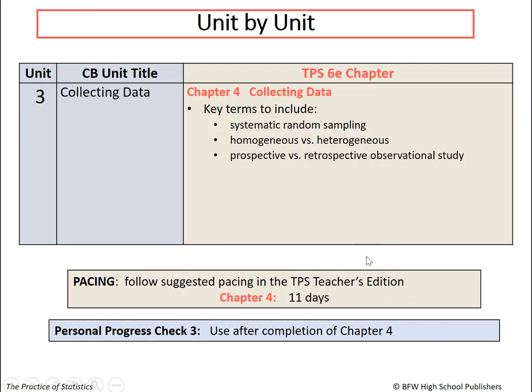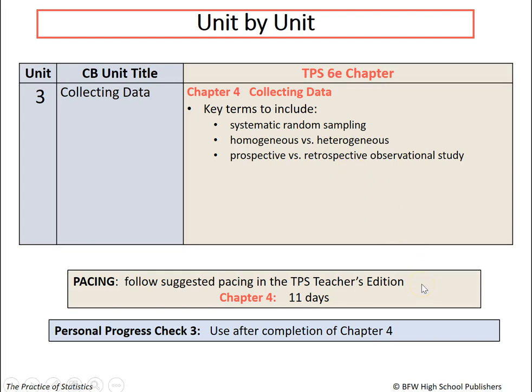Unit 3 on collecting data matches very nicely with Chapter 4 in TPS 6. Be sure to mention systematic random sampling, where you have a random starting point within a group, and then you continue at every so many after that. Homogeneous, that is similar within, and heterogeneous, which is diverse within, are mentioned as terms within the course framework when we're talking about sampling. Also, the course framework distinguishes two types of observational study: prospective, where we're looking forward in time as the researchers, versus retrospective, where we're looking at already existing data.